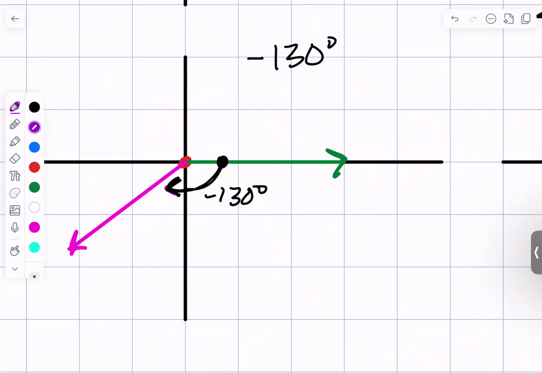So if that is negative 130, what is this one here?